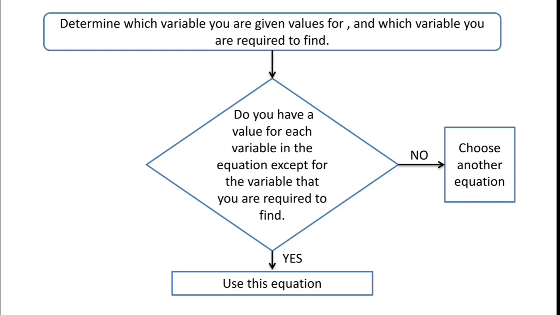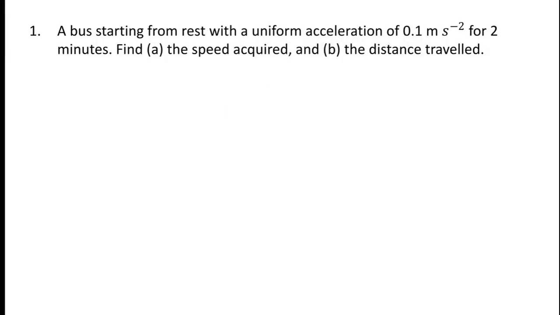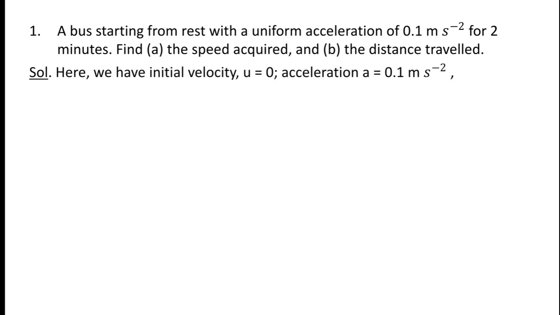Okay, this will be understood better with the help of problems. So let us solve some problems. Our first problem is: a bus is starting from rest with a uniform acceleration of 0.1 meter per second square for 2 minutes. Then we have to find, first, the speed acquired by the bus and, second, the distance traveled. Now let us see what variables have their values already given in the problem.